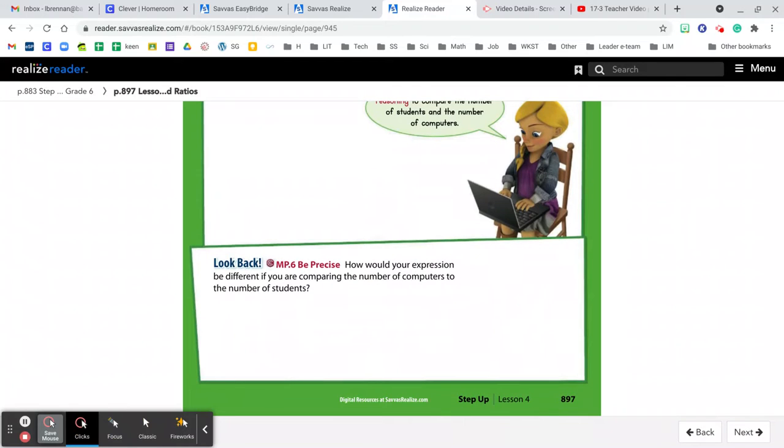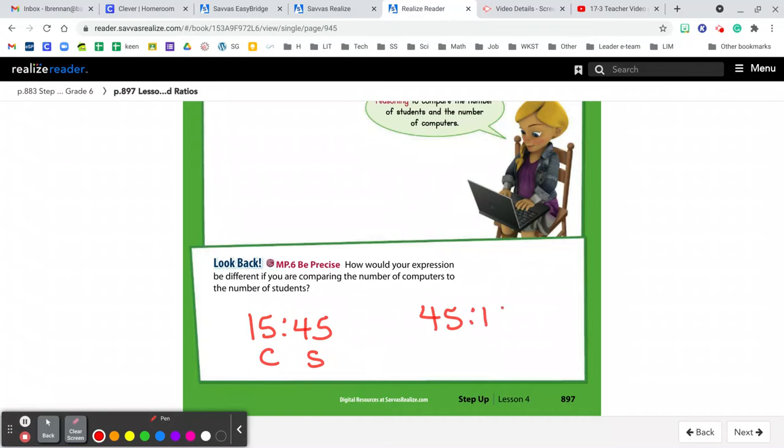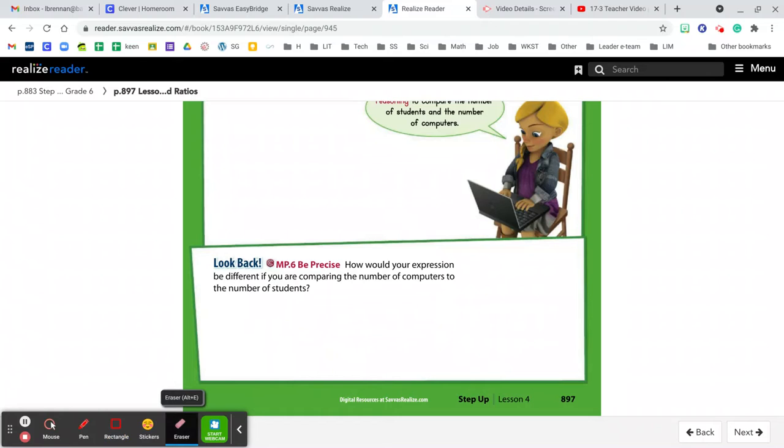How would your expression be different if you are comparing the number of computers to students? Then you would write it in the order that you're saying it in. So the number of computers would be 15, the number of students is 45. That's computers to students. If you're saying students to computers, you write it in the other direction. So make sure you understand what they want.